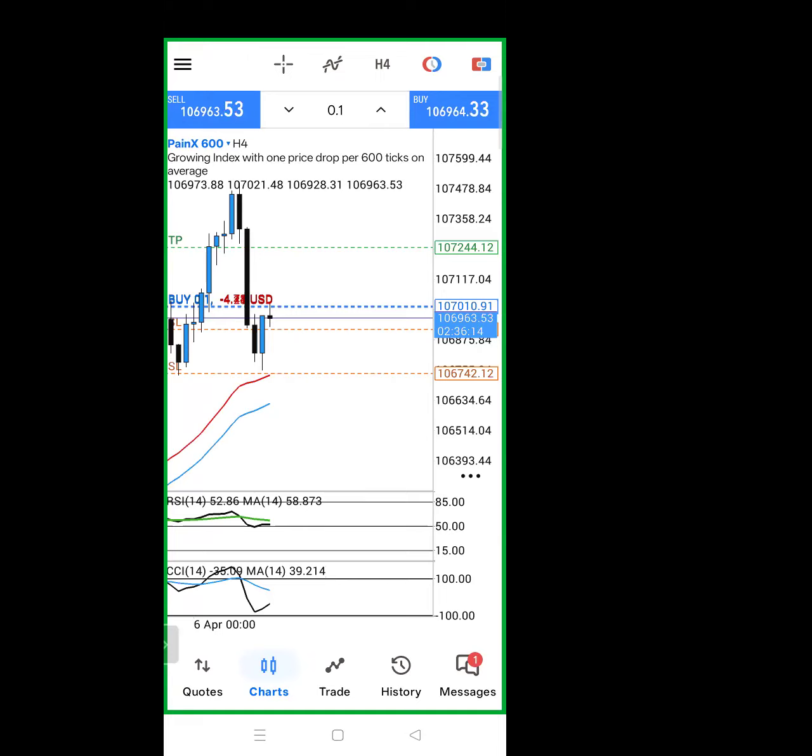SL may not even close the first one. So SL is 106,742.12. That's SL. Then TP is 107,244.12. Okay, so you have it.